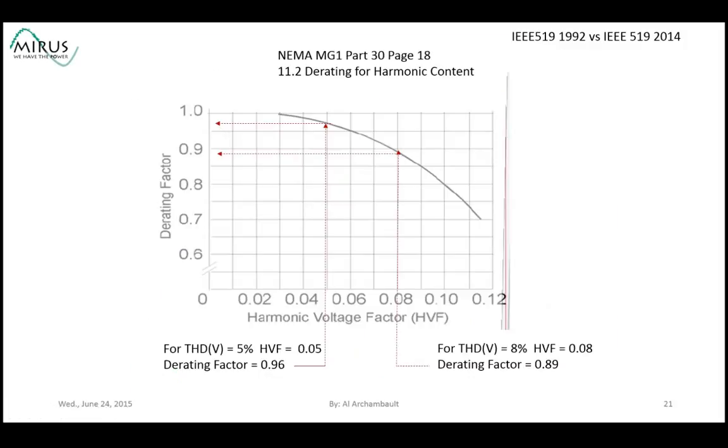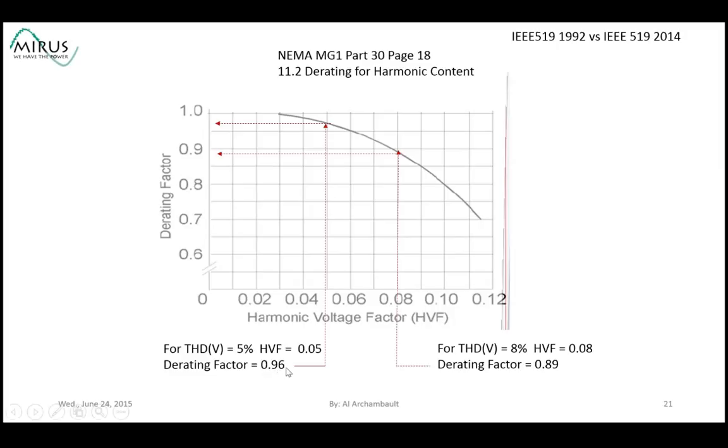Here is the NEMA MG1 Part 30 derating curve on motors. And what I did here is I used the derating curve for a system that had 5% voltage distortion on it and 8% voltage distortion. So right out of the NEMA guidelines for motors, it shows that with 5% voltage distortion caused by these pulsing currents on your system, you should derate a motor to about 96% of its nameplate horsepower rating, assuming you're trying to deliver full power out of the motor.